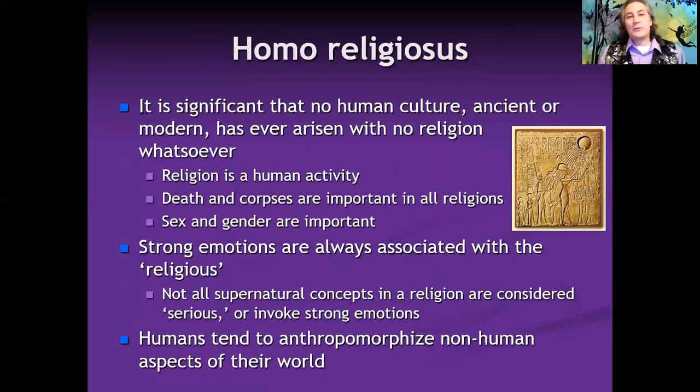So we get to what we can boil down this whole thing to. Humans are religious, whatever in the world that is. No human culture that we've ever been able to determine has ever arisen without religion that we can see. Something's going on in the human mind brain that makes this happen. It's a human activity. In all religions, death and corpses are going to be important. Sex and gender are always important. Strong emotions. And humans love to anthropomorphize the world. They love to see what's going on in the cosmos around them as almost like they're human actors, although they'll call them superhuman or something. They always seem to be the same as the people.